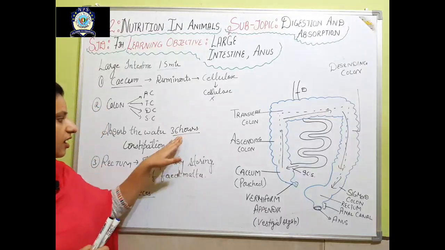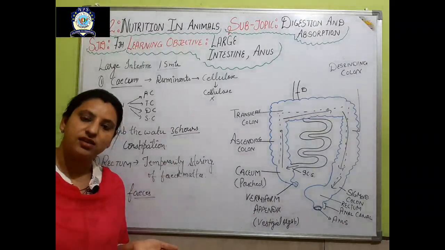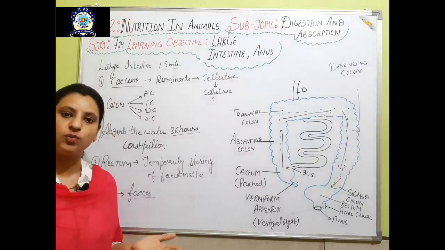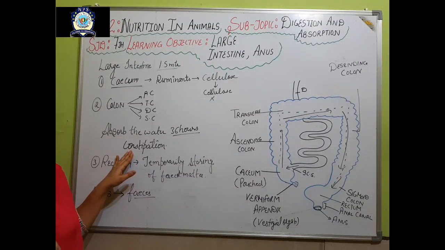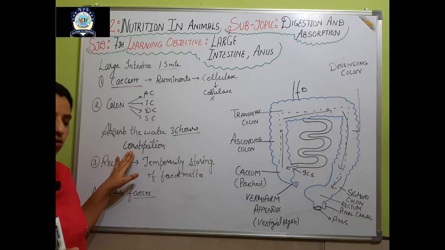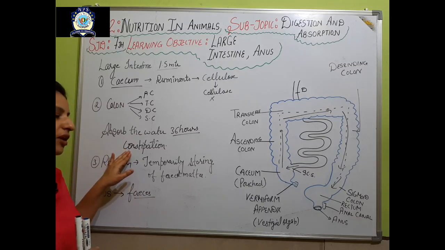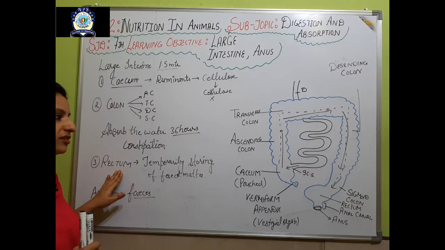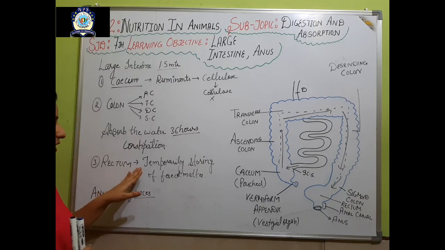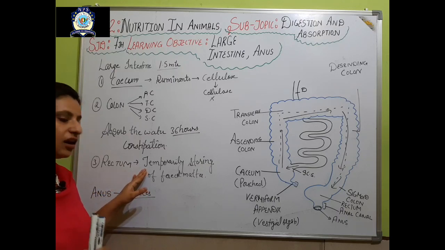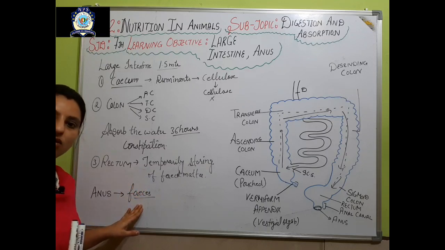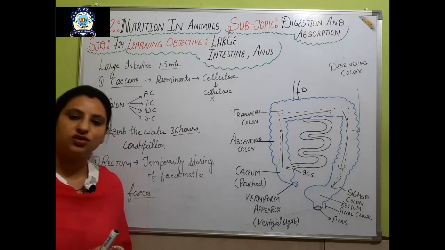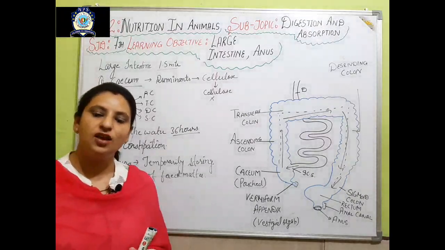In all the limbs the undigested food stays up to 36 hours, and if a prolonged stay of this food takes place, then it will lead to a very severe condition in which it is very uneasy for us to pass the stool, that is called constipation. Then the last part of the large intestine is the rectum, and rectum helps in temporarily storing the fecal matter, and at last the feces are thrown out of our body with the help of the anus. So this is all about the digestive system.